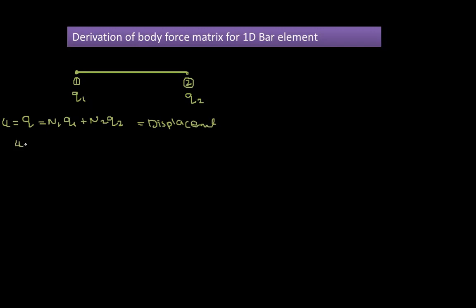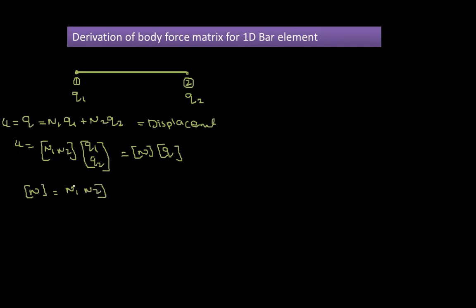So therefore the small u can be written in matrix form. I know that Q1, Q2 would be the column matrix as well as N1, N2 would be the row matrix. So this can be defined as the shape function matrix N into the nodal displacement matrix q, where the shape function matrix N is equal to the row matrix N1, N2, and q is equal to Q1, Q2.